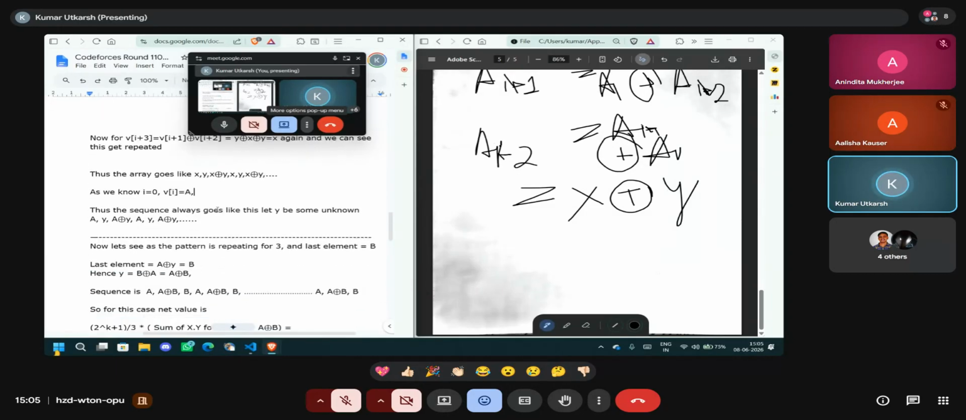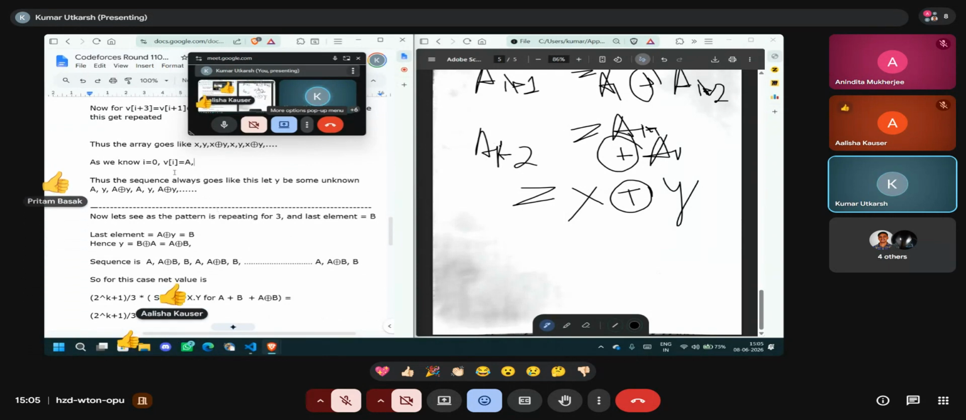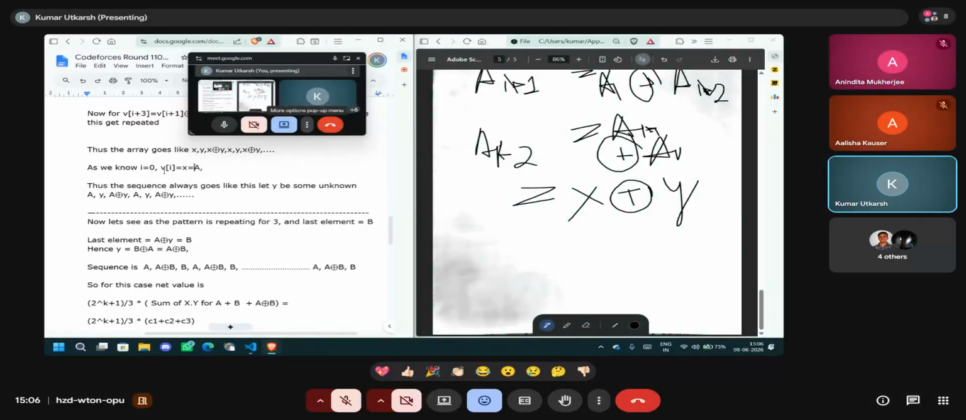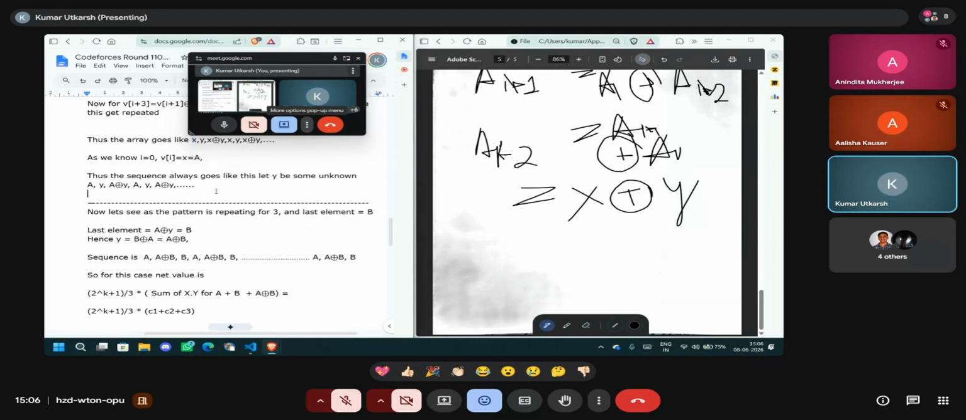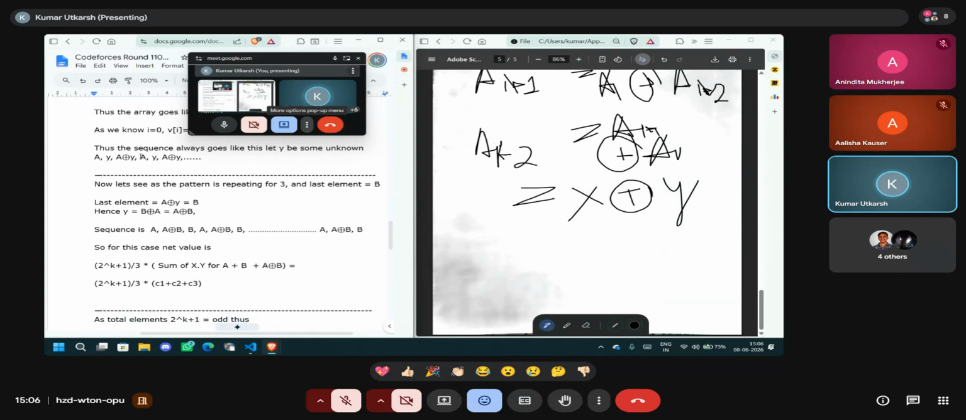Give me a thumbs up if you are clear with the idea. Okay, so all of us know that V of 0, for i, is equal to A. If we take V of i is equal to A, then we have put X equal to A, and we have replaced X here with A. So it will be A, Y, A XOR Y, then again A, Y, A XOR Y. Look, it is again repeating in a pattern of 3.